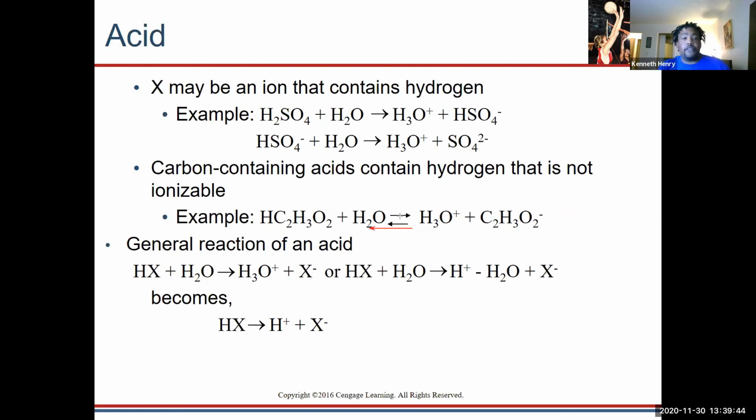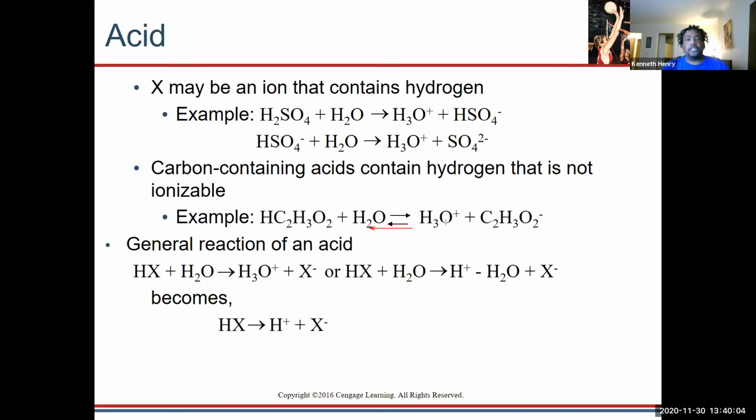And that side that's going to be favored is the one where your H plus is still connected to the acid moiety, right? Or in this case, the acetate. It's still bonded to the acetate. So you're going to have more of these guys present in solution than you're going to have them separated.